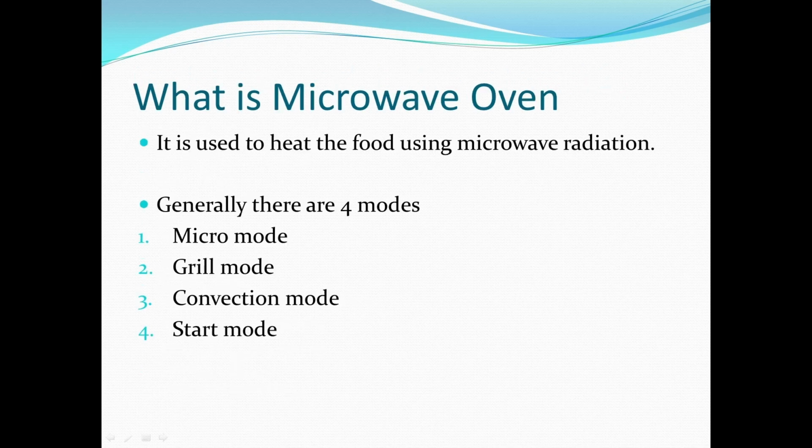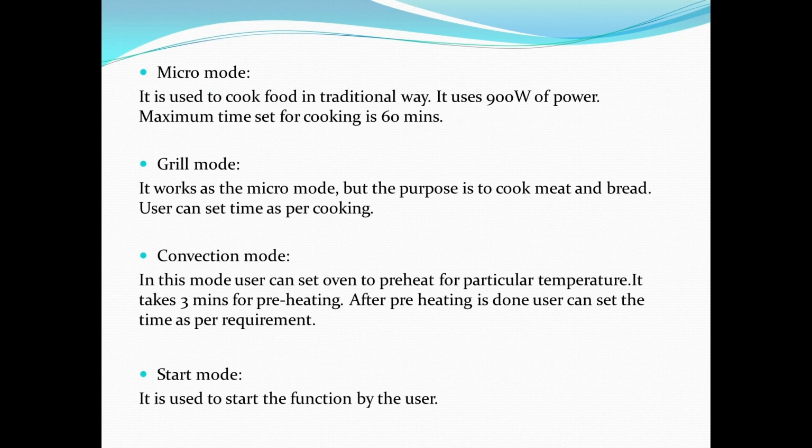So, in this project, we are simulating the microwave oven. For that, we need to understand what a microwave oven is. A microwave oven is a home appliance which is used to heat food using microwave radiation. In the microwave oven, generally there are four modes: one is micro mode, another one is grill mode, another one is convection mode, and lastly start mode.